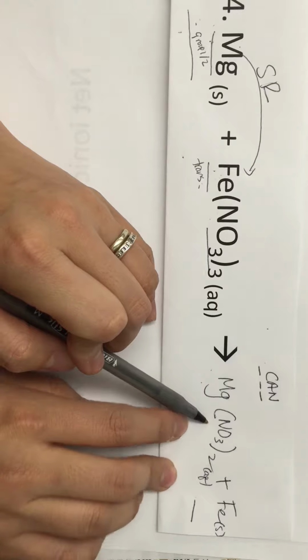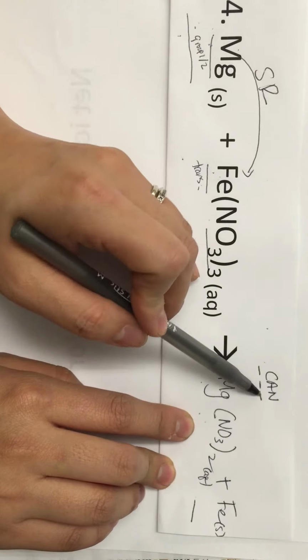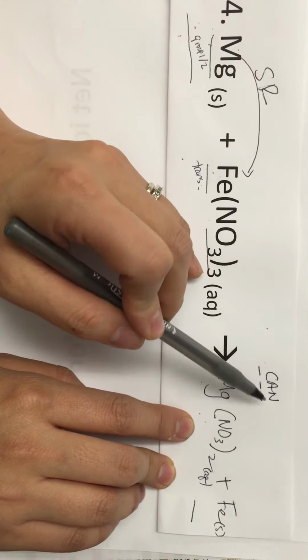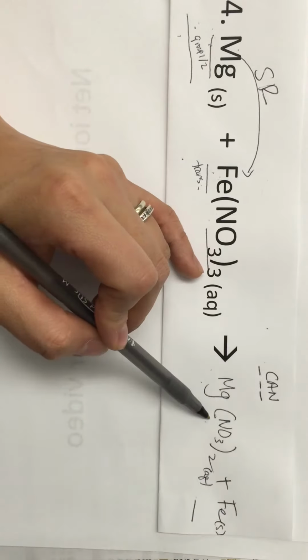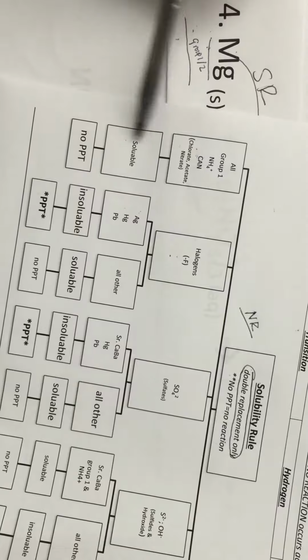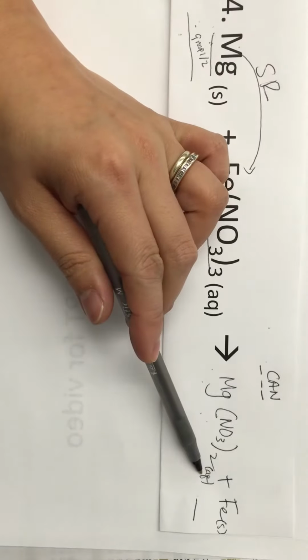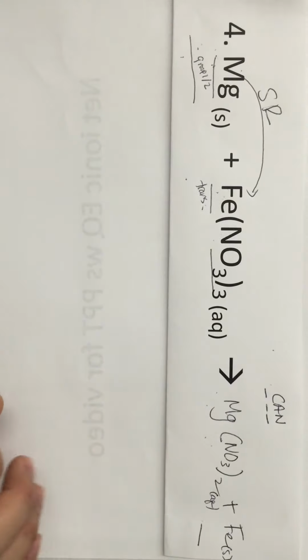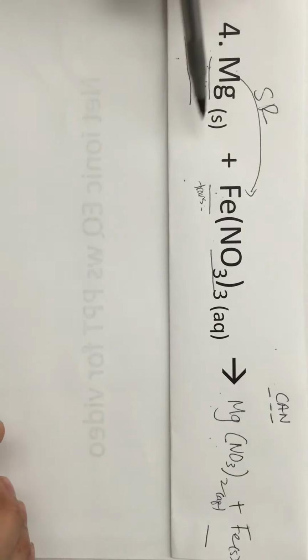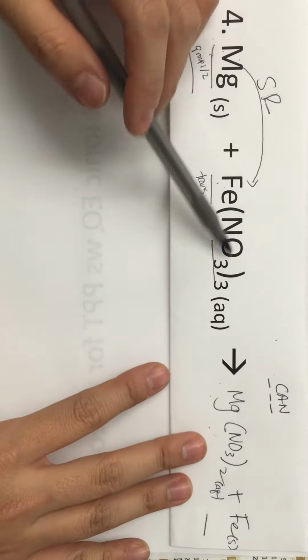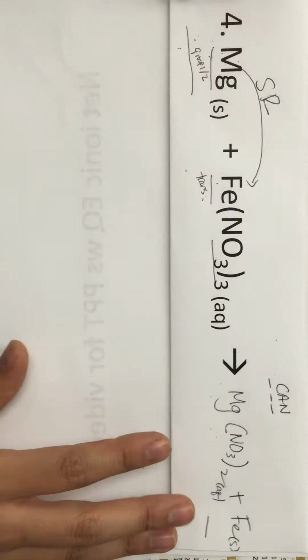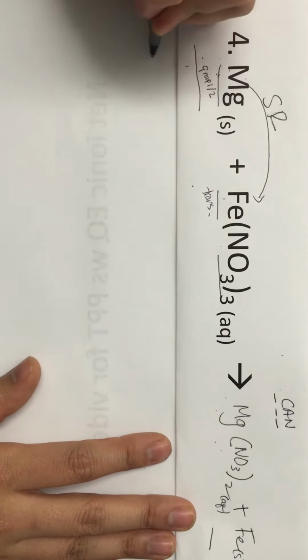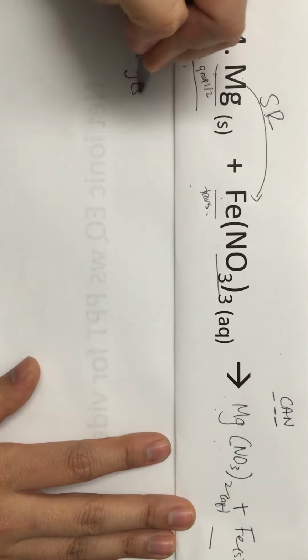Now I know that all my nitrates, these are the CAN ones, the chlorate, acetate, nitrate, they are all going to be soluble according to my chart right here. CAN ones are always soluble, so no precipitate, so it's aqueous. Now let's move on to the next step. The next step is to just write out anything that was solid. You keep solid, gas, and liquid, right? You disassociate the aqueous.